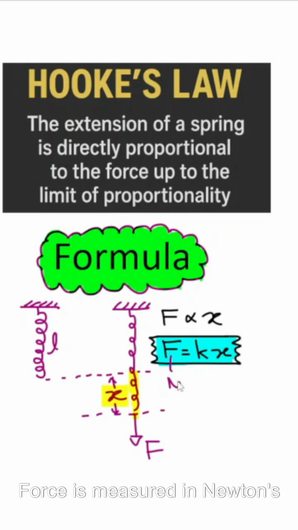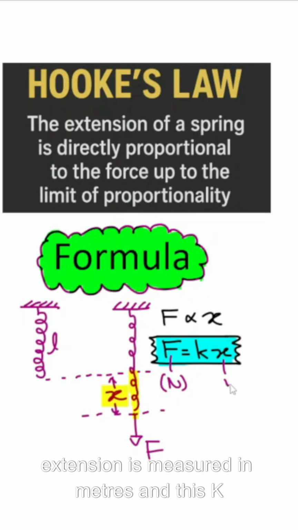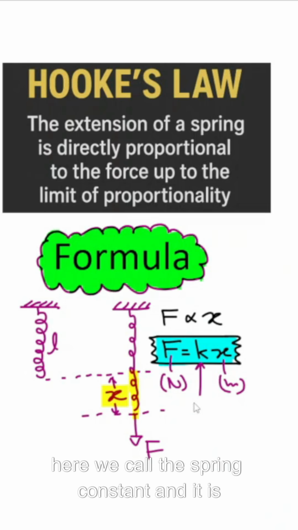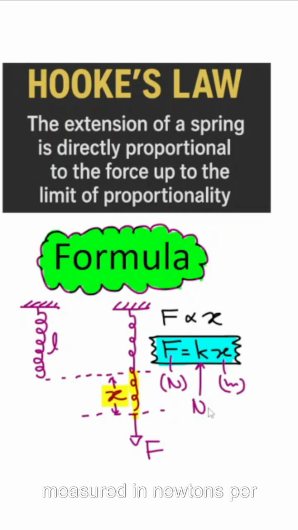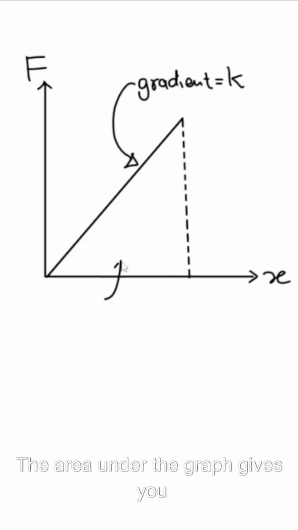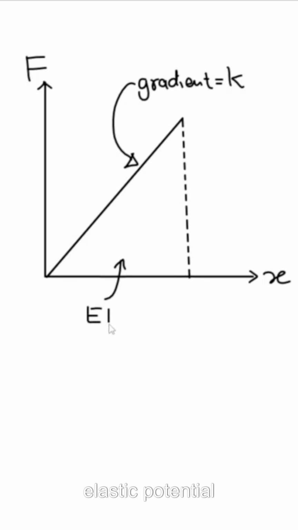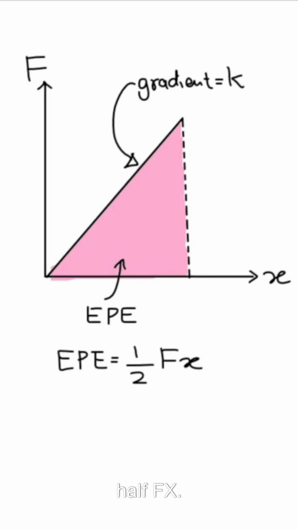Force is measured in newtons, extension is measured in meters, and this k here we call the spring constant, and it's measured in newtons per meter. The area under the graph gives you elastic potential energy, half Fx.